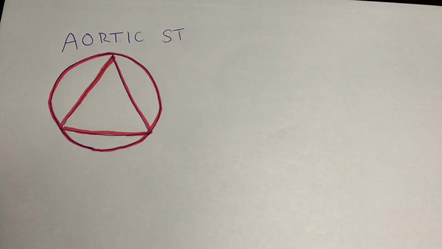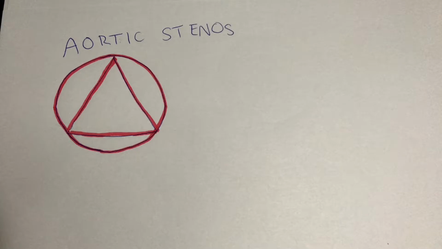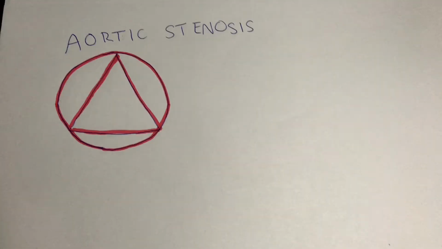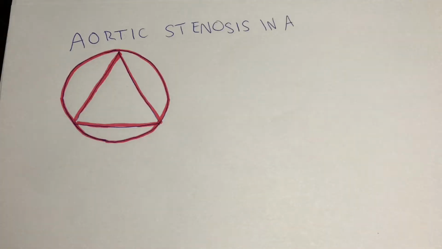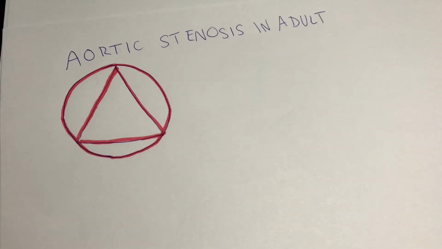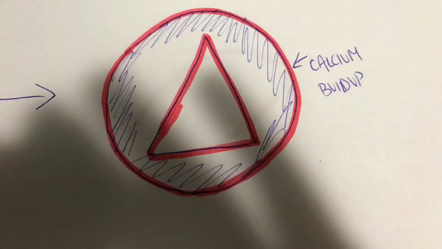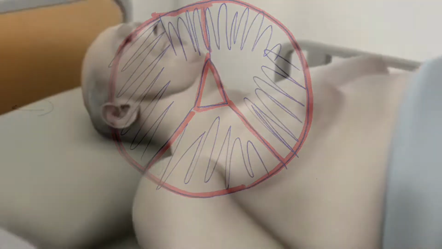Now this is going to show you how aortic stenosis can develop in adults, and that it's not only exclusive to infants. So it starts off normal, then the calcium keeps building up, and the opening narrows.